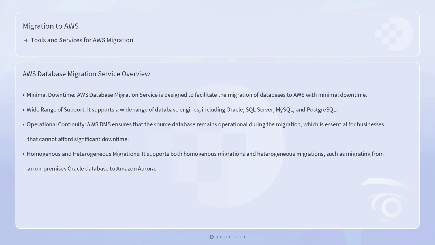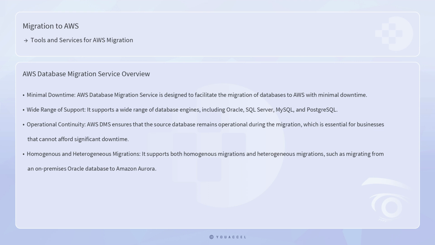AWS Database Migration Service is designed to facilitate the migration of databases to AWS with minimal downtime. It supports a wide range of database engines, including Oracle, SQL Server, MySQL, and PostgreSQL. AWS DMS ensures that the source database remains operational during the migration, which is essential for businesses that cannot afford significant downtime. Moreover, it supports both homogeneous migrations and heterogeneous migrations.